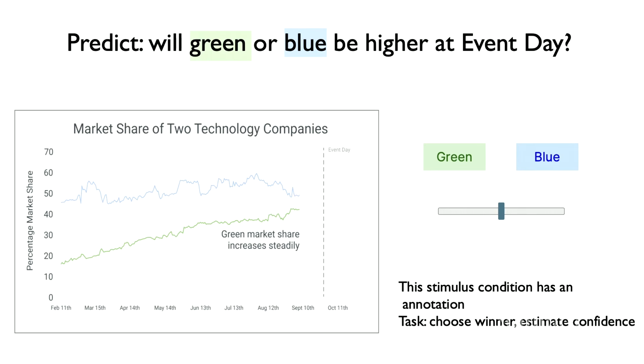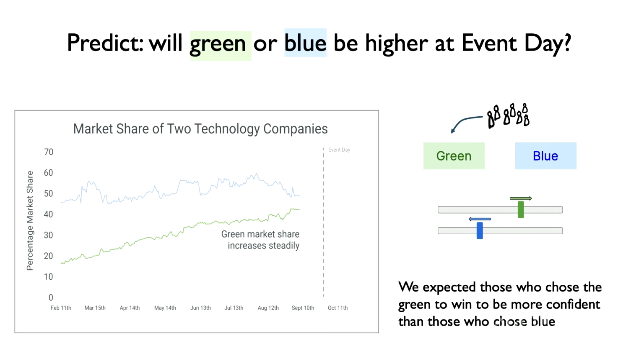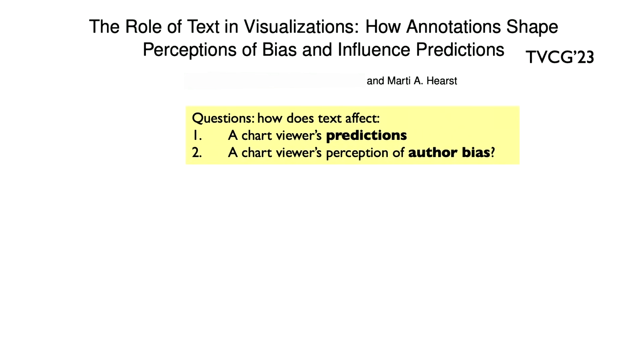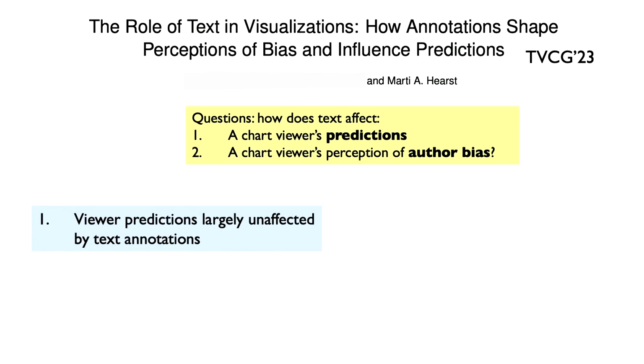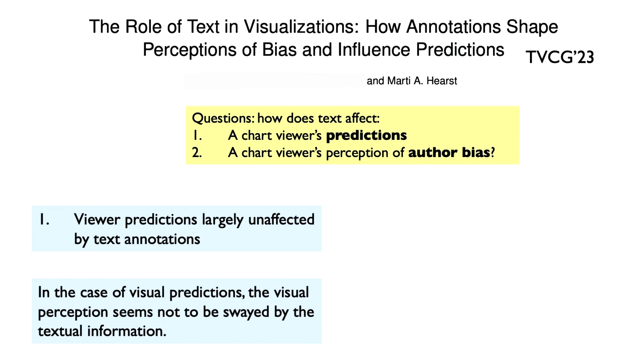Really interesting. And when I get to the cognitive part, I'll talk about why this might be, but we were surprised. So we found that viewer predictions were largely unaffected by text annotations. So then we decided to ask another question. In the case of visual predictions, the visual perception seems not to be swayed by the textual information.